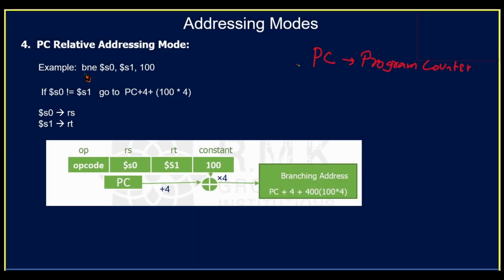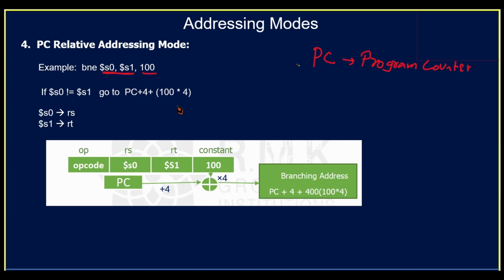You take this example, then only you will understand. This is branch on not equal. BNE means branch on not equal. S0, S1 registers, then 100. So what will it do? Here, S0 and S1 will be compared. If they are not equal, it will go to the address 100 and from there it will start to execute the instructions. Actually here 100 means it will not go exactly to the 100th location in the memory.